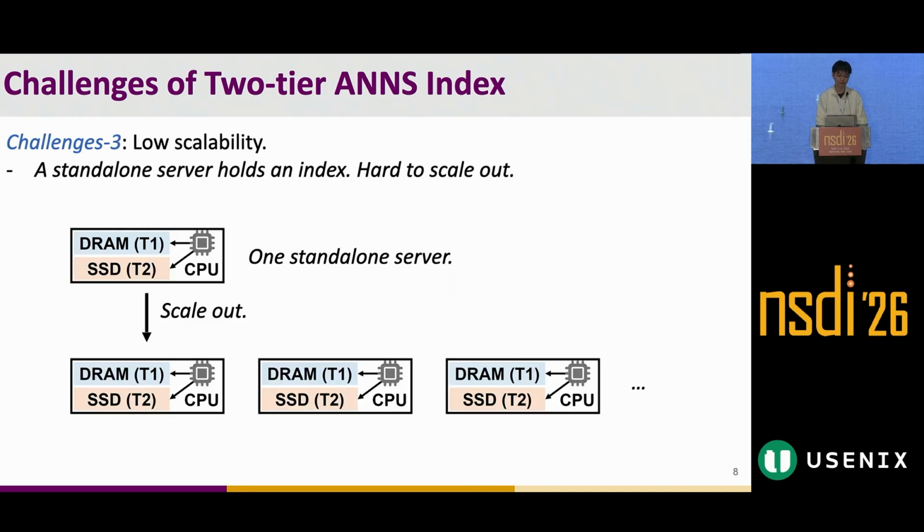The further challenge is that the two-tier index needs to store the compressed data in memory, and needs the SSD to store the exact vectors and the graph data. So everything is kept inside one standalone server, and this is very hard to scale up. If we scale, we have to duplicate everything. We have to duplicate the compressed vectors into different memory, and we have to duplicate the graph data and the exact vectors into different SSDs in different servers. So this is very hard to scale up.